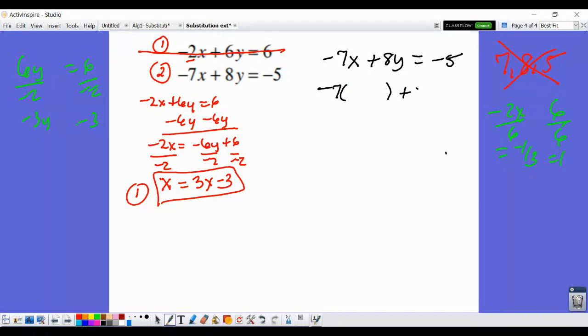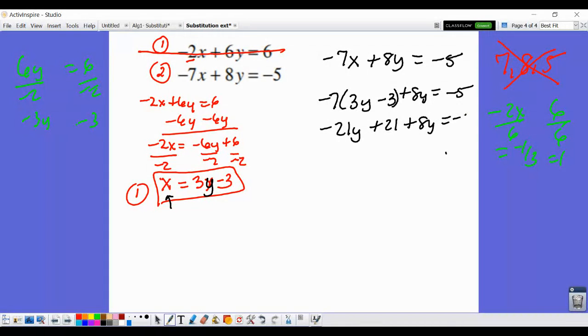All right, let's see how you did. So I know that this is x. So the 3y minus 3 is going to go in this first spot. So negative 7 times 3 is negative 21x, and a negative is a positive. Whoops. This is a y. I got to be able to read my own writing here. Let me go back and erase this and write it correctly. Negative 7, 3y minus 3. There we go. Negative 21y plus 21 plus 8y, negative 5.